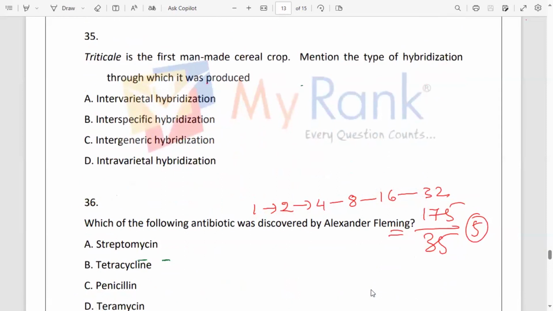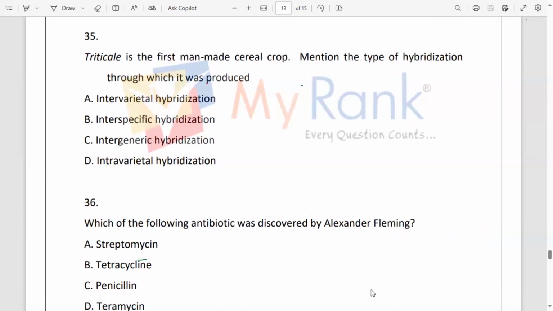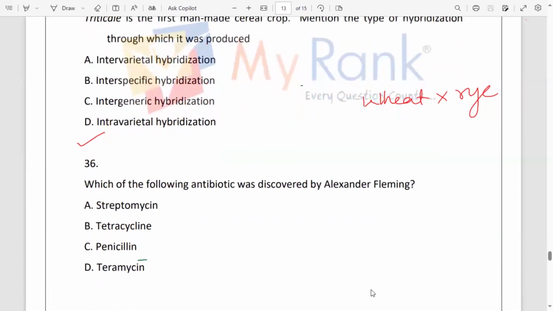Now the next one: triticale, the first man-made cereal crop. Mention the type of hybridization through which it is produced. It is a cross of wheat and rye. They don't belong to the same genera also. So the answer would be intergeneric hybridization. 35.